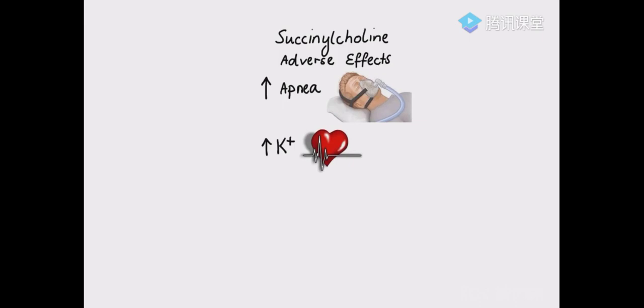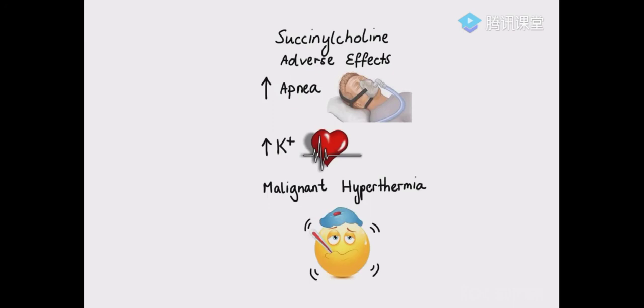Lastly, in genetically susceptible patients, succinylcholine can trigger a rare and potentially fatal condition called malignant hyperthermia. Symptoms of malignant hyperthermia include severe muscle contractions and dangerously high body temperature that can reach as high as 43 degrees Celsius.